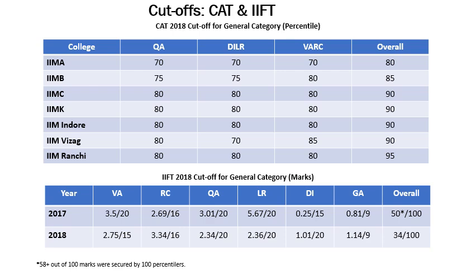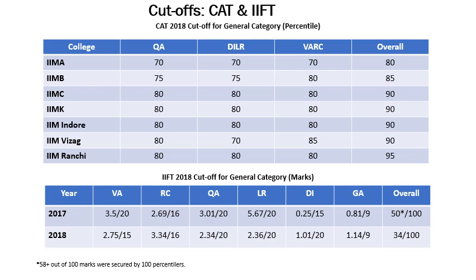Now, to take some figures from CAT 2018 for the general category, the percentile figures, for example, for IIM A, for Quant it is 70, DILR 70, VRC 70, and the overall cutoff is 80. Similarly, the cutoffs vary across the various IIMs. If you take one of the other IIMs, let's say IIM Kozhikode, the cutoffs are 80 for QA, 80 for DILR, 80 for VRC, and 90 for overall. So the cutoffs vary from IIM to IIM, and even for other institutes also.